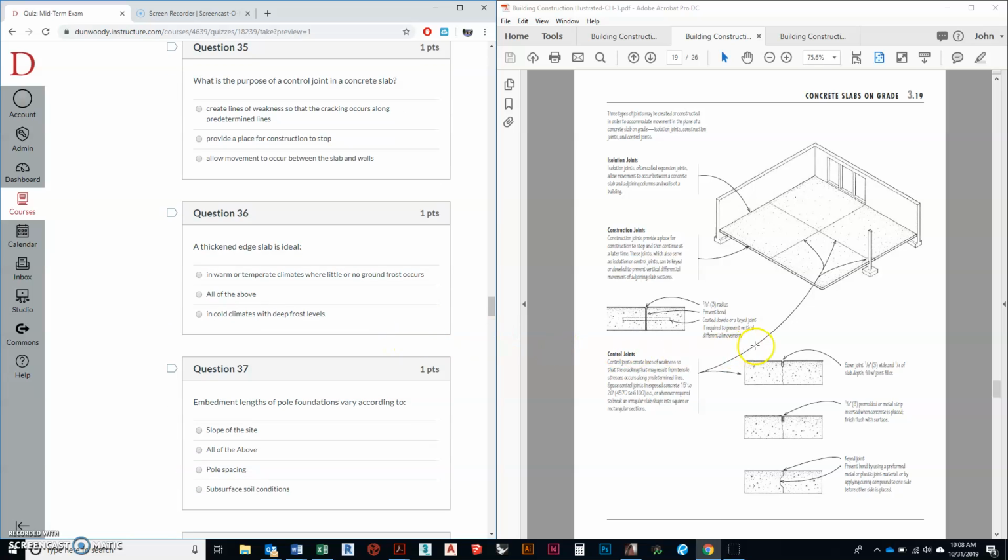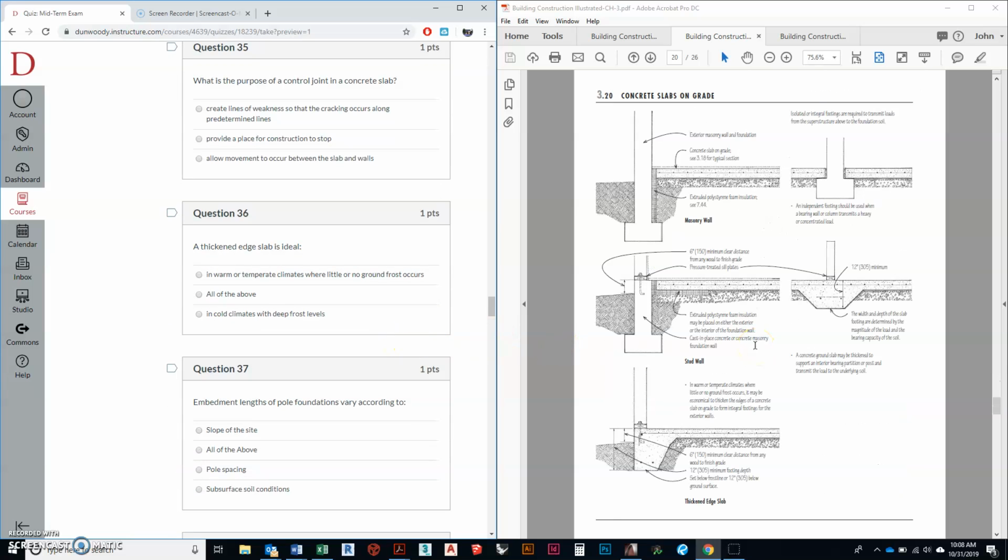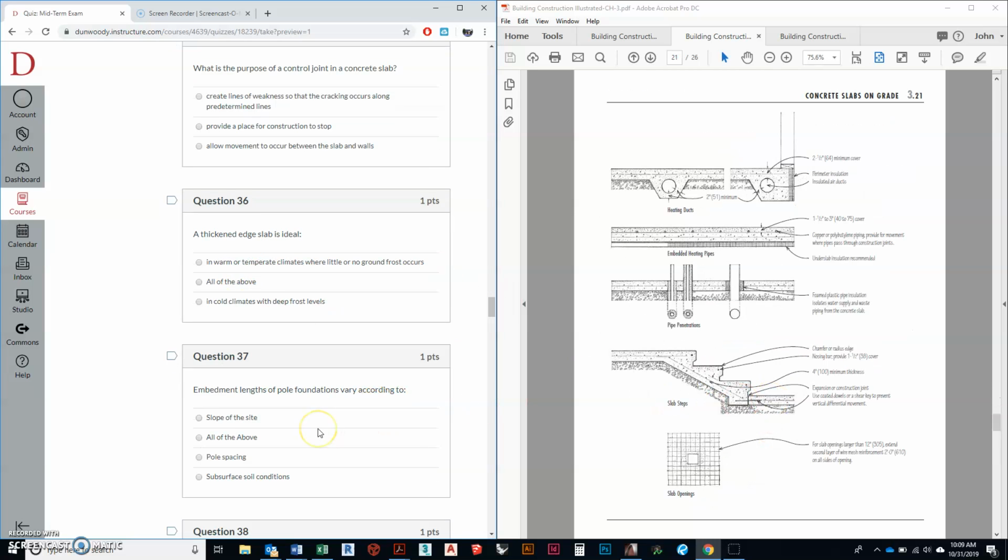A thickened edge slab is ideal when, so here's that thickened edge slab, in warm or temperate climates when little or no ground frost occurs. There it is right there.